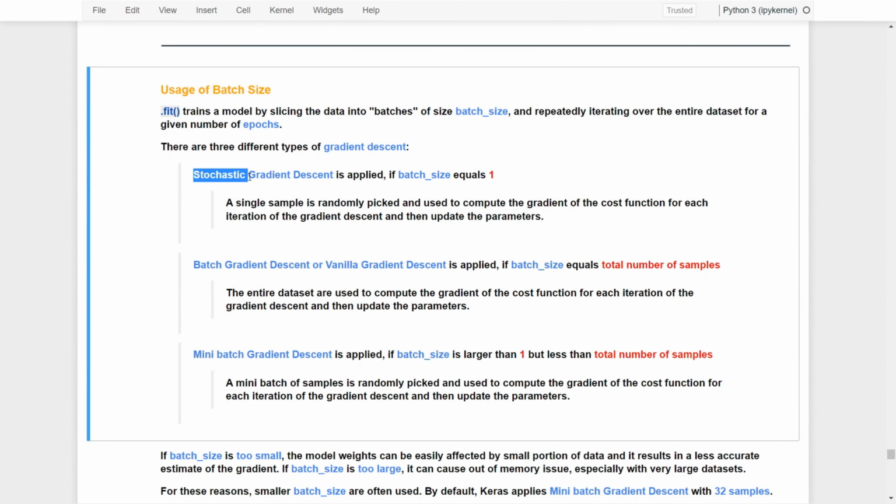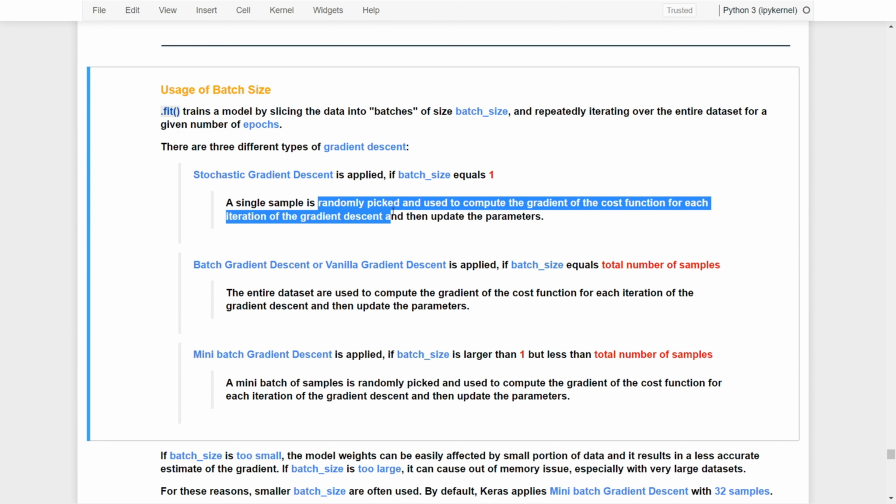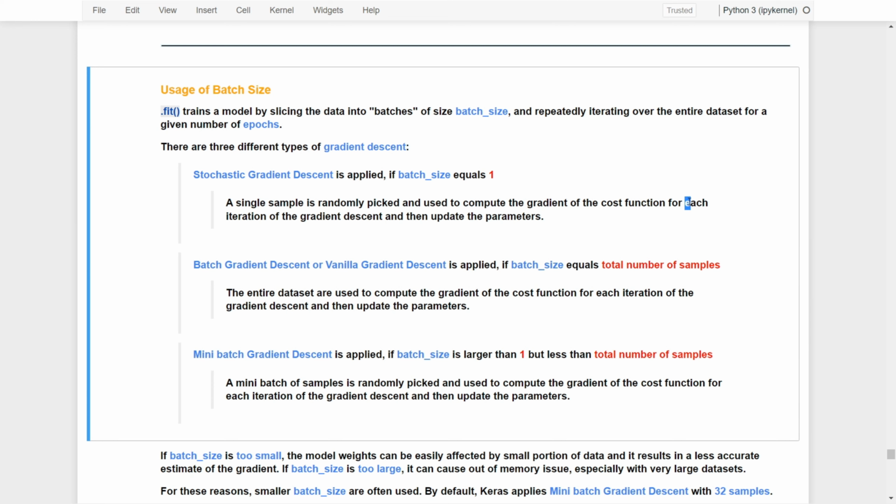Firstly, we have stochastic gradient descent. If that is applied, then the batch size is equal to 1. That means a single sample is randomly picked and used to compute the gradients of the cost function for each epoch, and then that will update the parameters.